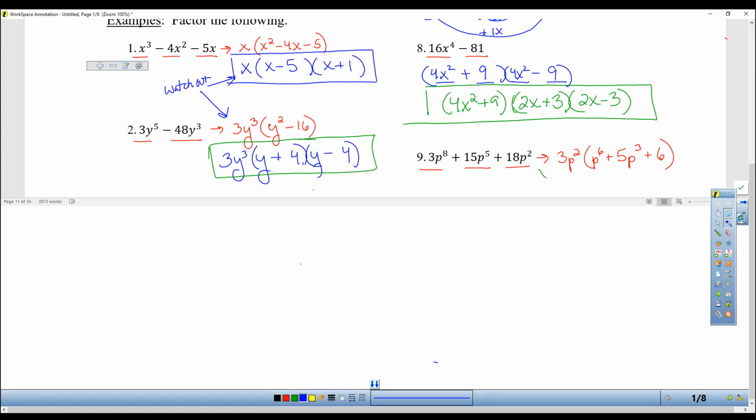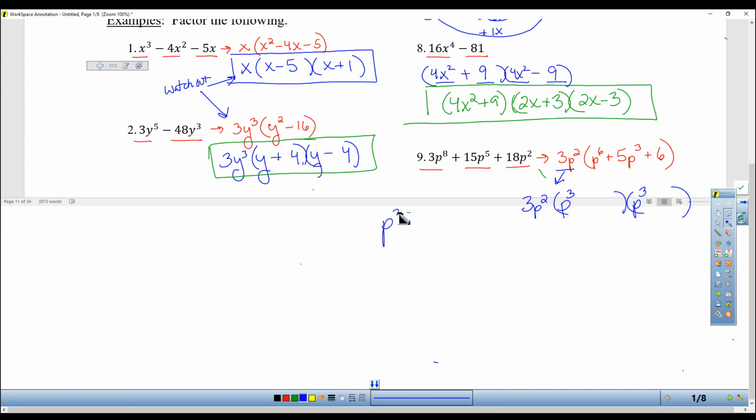Okay, on my next one, back to my blue step, which is to try and make it binomials. Again, don't forget to bring this down. And now I'm going to make my binomial. Now this one's different than you're used to. It's a p to the 6. So I'm going to break it down into p to the 3rd times p to the 3rd.